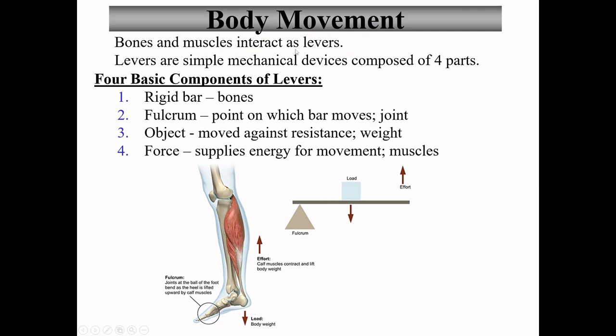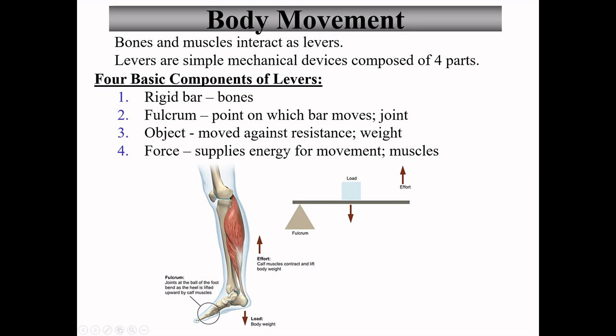All right, bones and muscles together interact as levers. These are simple mechanical devices composed of 4 parts, and we're going to compare each of these 4 parts to our body. So the basic 4 components, I've got a rigid bar, which would be equivalent to the bones inside of our body. A fulcrum, the point on which we can get the bar to move. So in our body, that's going to be the joint. The object, whatever we're trying to move with the fulcrum, moved against resistance. So that's the weight. That's whatever we're trying to pick up, whatever we're trying to push or pull. And then the force supplies energy for the actual movement itself, and that is our muscles.